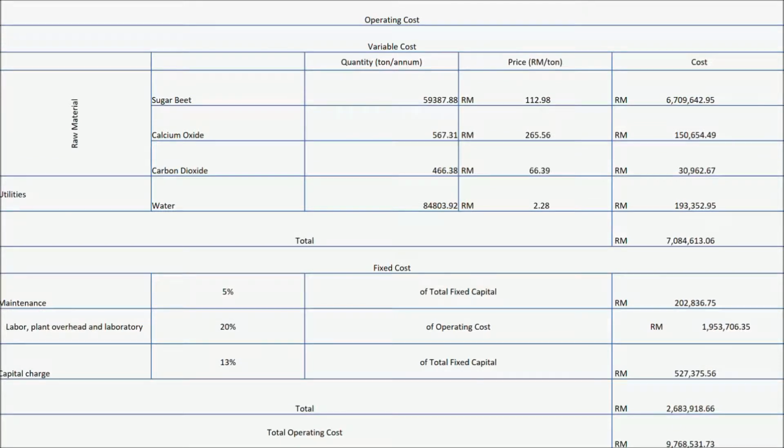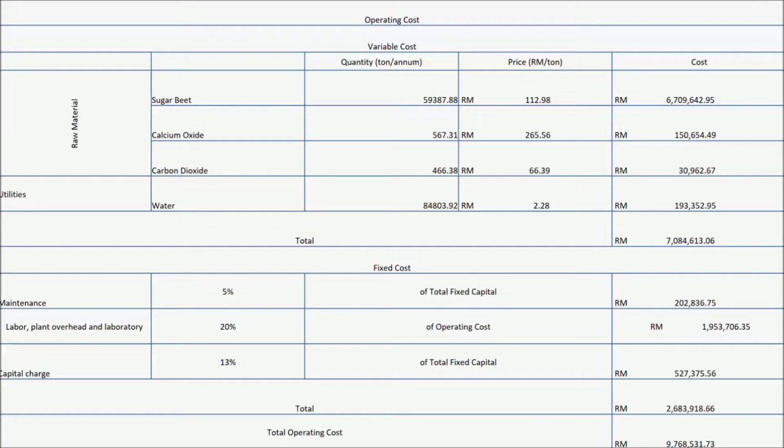For the operating cost, the raw materials we are going to use are sugar beet, calcium oxide, and calcium carbonate, and the utility that we use is water. From this, we calculate the variable cost for one annum, which is 7.1 million.